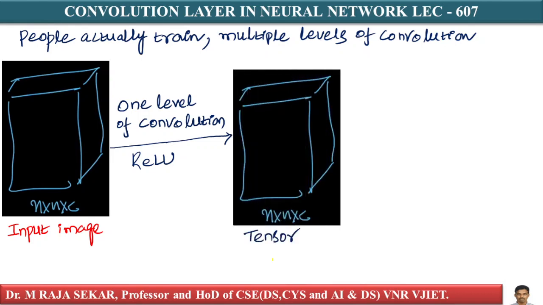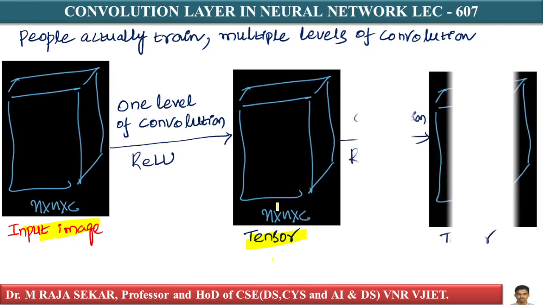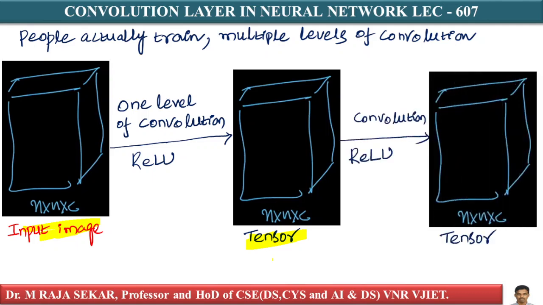This is my input. I have an input image here. Just see, this is my input, isn't it? I get a tensor. What is the output? I am getting a tensor. Again, I apply convolution followed by ReLU. I get one more tensor, isn't it? So on and so forth.